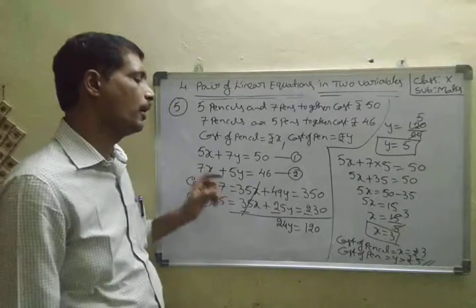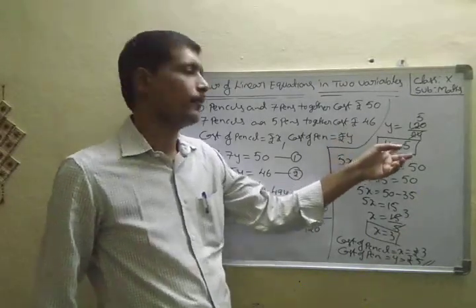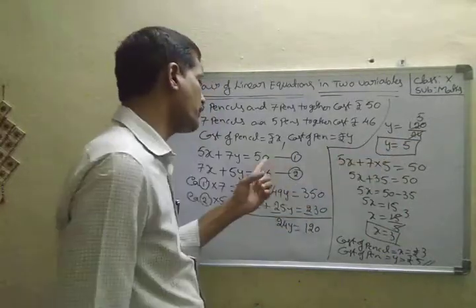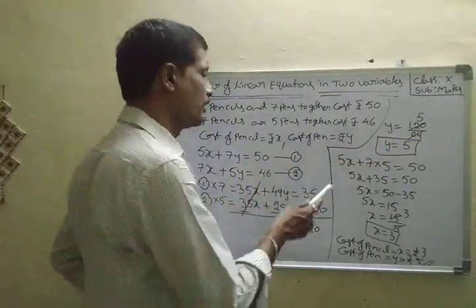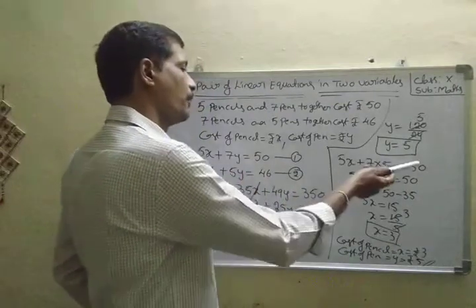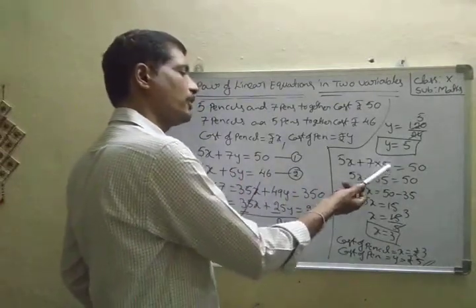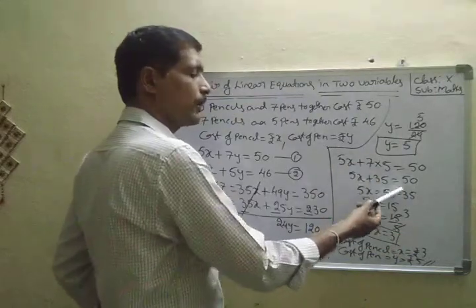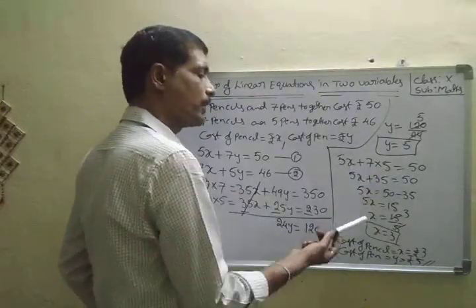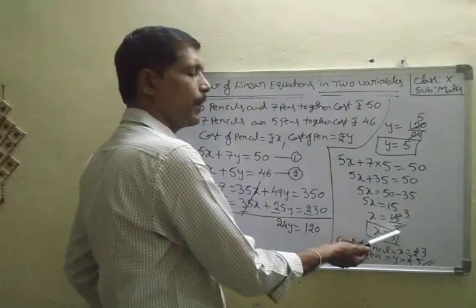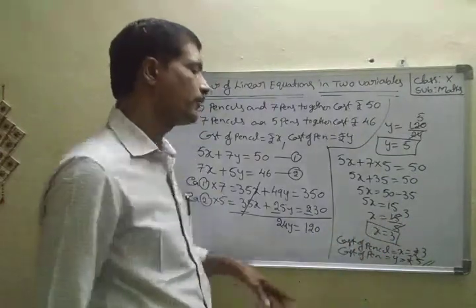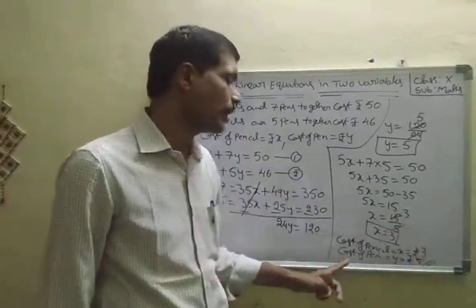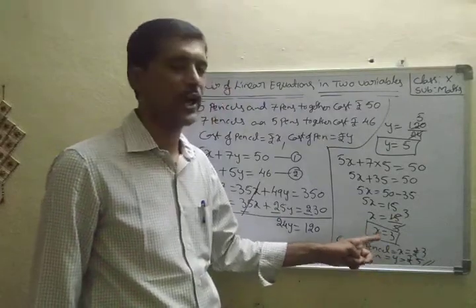Therefore y = 120 by 24, that equals 5. Then substitute this y value in equation 1 or equation 2, any one. Here 5x + 7 into 5 = 50. Therefore 5x + 35 = 50. This 35 changes to the other side: 5x = 50 minus 35, 5x = 15. Therefore x = 15 by 5, x = 3. So the cost of a pencil is x = 3 rupees, and the cost of a pen is y = 5 rupees.